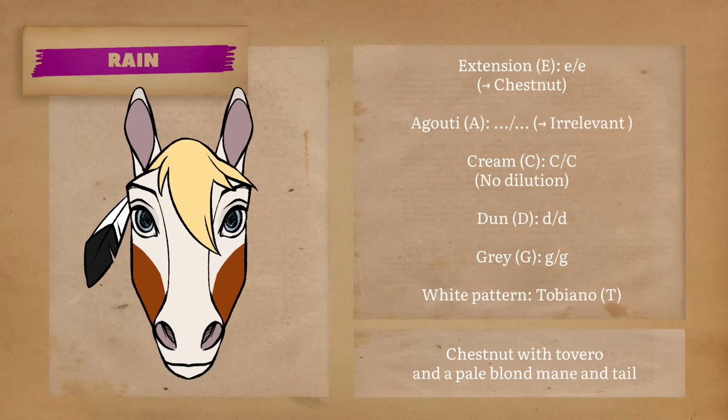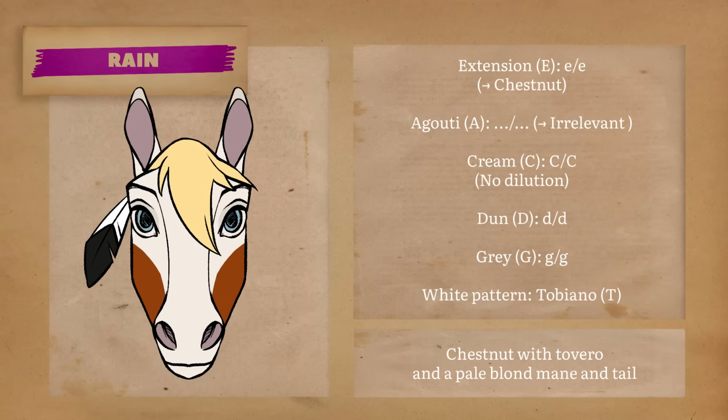Agouti is irrelevant on her base as it won't show anyway. So she can be double lowercase a or capital A lowercase a. Doesn't really matter. We know she doesn't have any dilution because neither parent has a cream dilution to give her. She has no dun, no grey, and she has at least the Tobiano from her father, but she might also be carrying the Sabino. It doesn't really matter, but, well. But where does her blonde mane and tail come from if she's a chestnut and not a dilute?